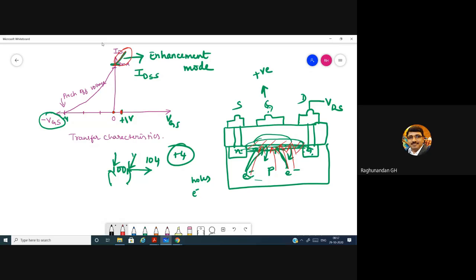So if we keep increasing VGS positively, will the enhancement continue? Yes, it will be increasing, until the minority charge carriers in this P substrate are emptied. Until they are completely exhausted, the current is going to increase. After that, it will stop. Okay, thank you, sir.